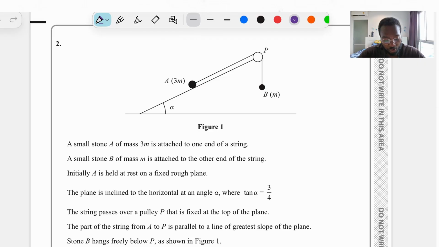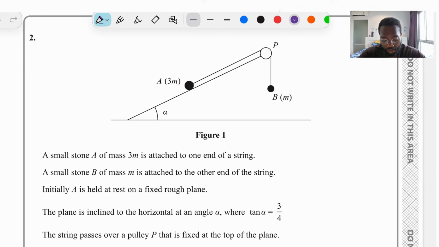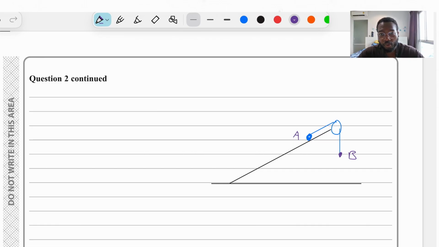We have this small stone A with mass 3m. We have a small stone B of mass m attached to the other end of the string. Initially, A is held at rest on a fixed plane. So let's input what we have right now. On the next page, I have a diagram here, where we input what we just learned.